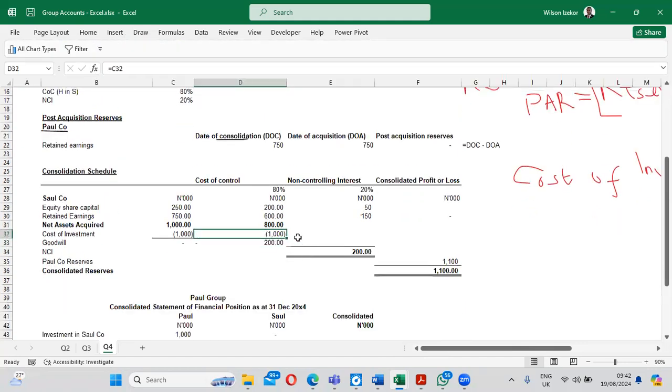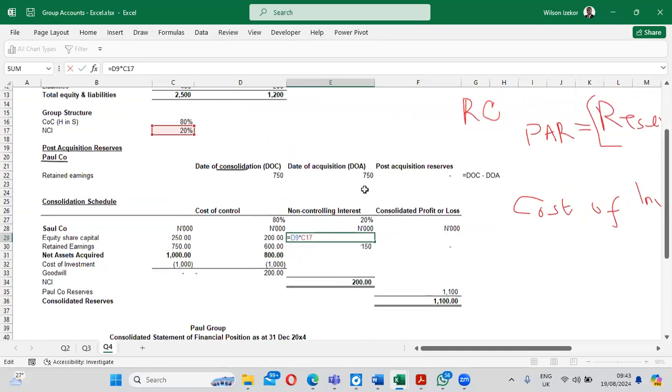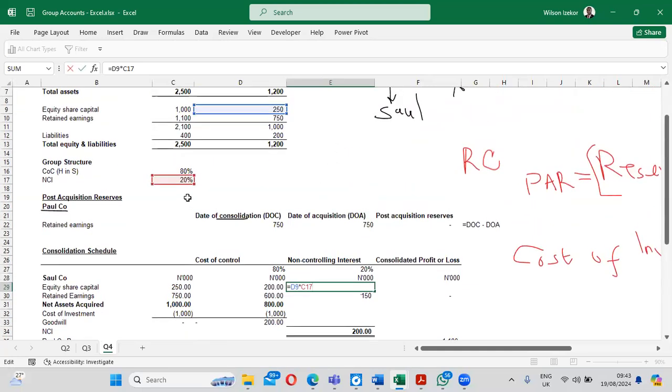All right. Now, this 200 that we have here is our goodwill. Our NCI now becomes 200. Why? Because NCI is 20%. This picks 20% times the equity share capital at the date of consolidation. Okay? So that gives you 50.